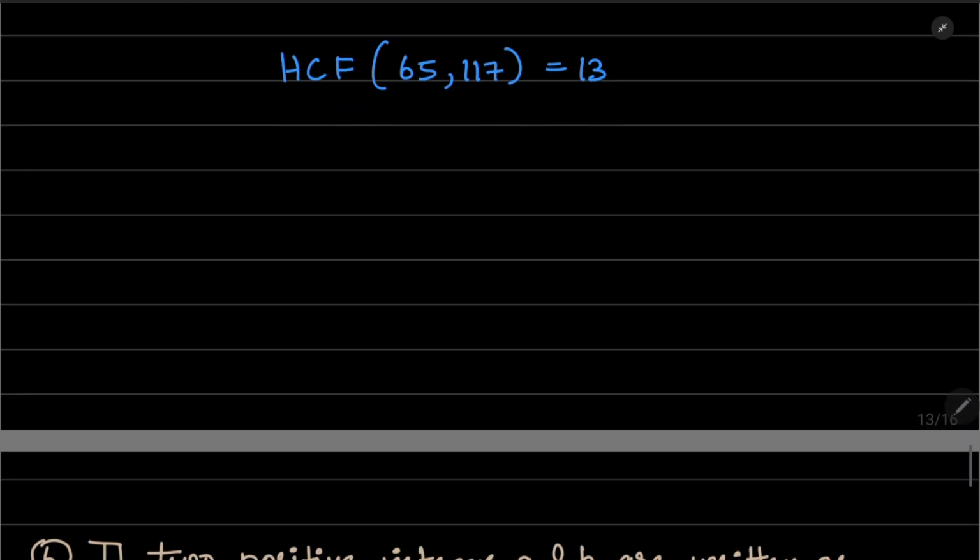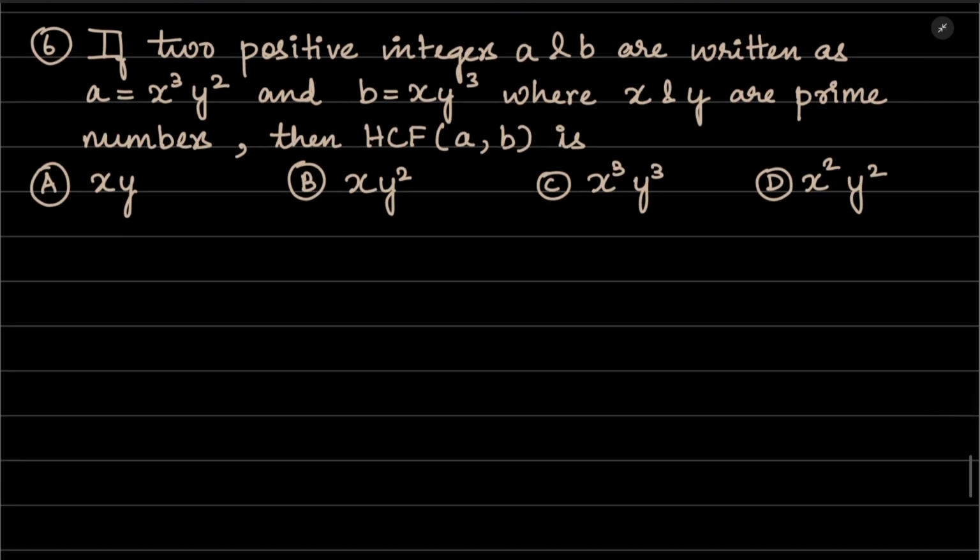Let's move on to the sixth question. If two positive integers a and b are written as a equal to x cube y square and b equal to x y cube, where x and y are prime numbers, then you have to find the HCF of a comma b. Very easy question.